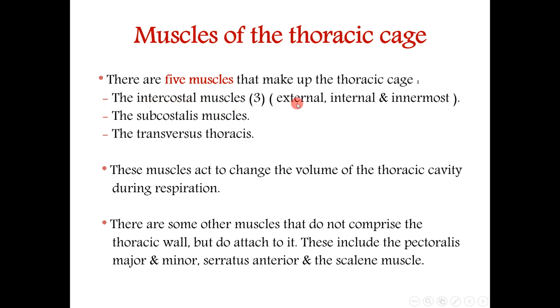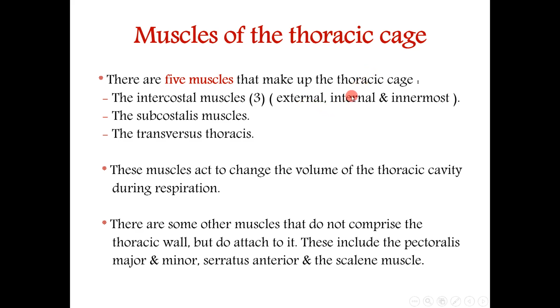One is external, the second is the internal, and the innermost more medially muscle. So from outside we have the external intercostal, and then we go inside toward the inside of the thoracic cavity.